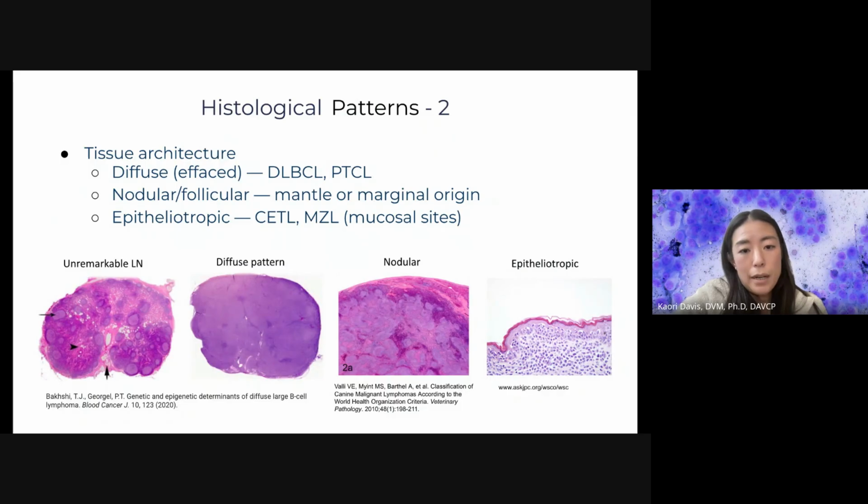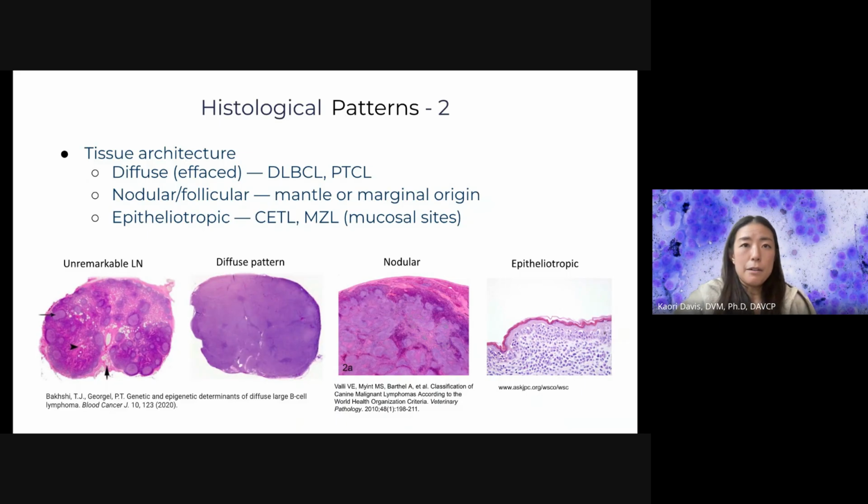Sometimes the lymphoma can show a nodular expansion pattern. So in this figure here, you can see the neoplastic cells expanding. These pale blue cells are the neoplastic cells, and then instead of taking over the entire lymph node, these neoplastic cells are showing this chunky and nodular pattern of expansion.